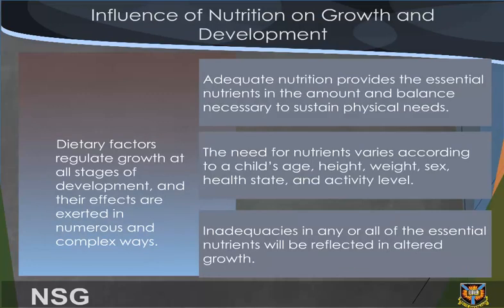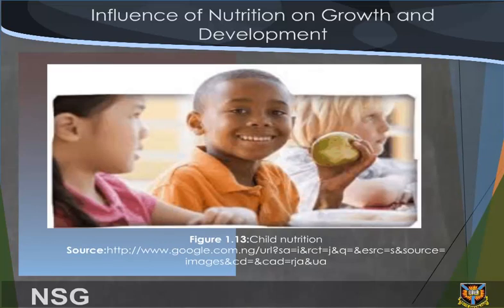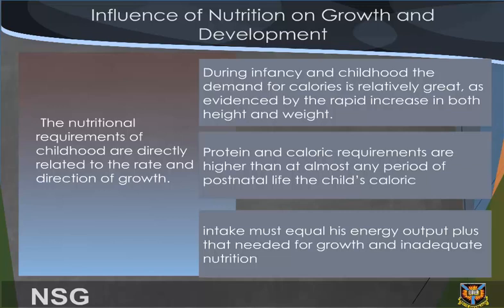Influence of nutrition on growth and development. Dietary factors regulate growth at all stages of development, and their effects are exerted in numerous and complex ways. Adequate nutrition provides the essential nutrients in the amount and balance necessary to sustain physical needs. The need for nutrients varies according to a child's age, height, weight, sex, health state, and activity level. Inadequacies in any or all of the essential nutrients will be reflected in altered growth. The nutritional requirements of childhood are directly related to the rate and direction of growth.